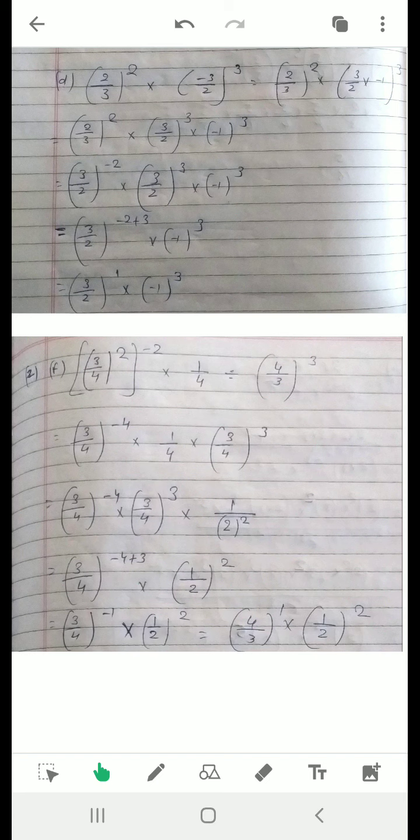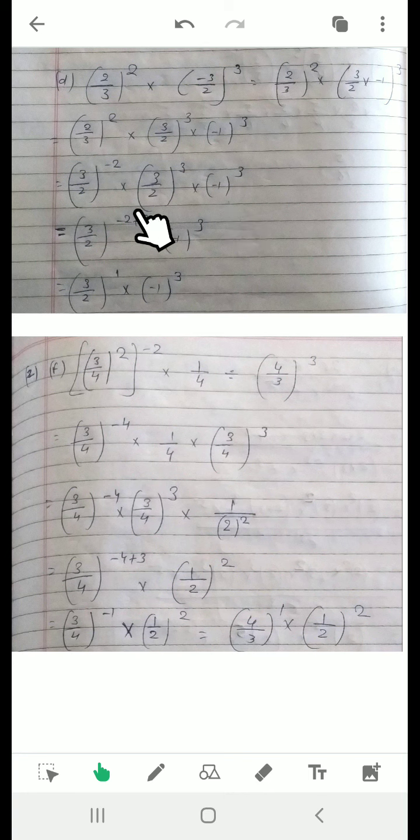Why have I written so? I will explain that also. But first thing you need to understand is that minus 3 upon 2 can be written as 3 upon 2 multiply minus 1. Now next, 2 upon 3 power 2. Now I can write 3 upon 2 power 3 multiply minus 1 power 3 from this step. This 3 upon 2 multiply minus 1 power 3 is there, then this power 3 will be applied on 3 upon 2 and minus 1 both.